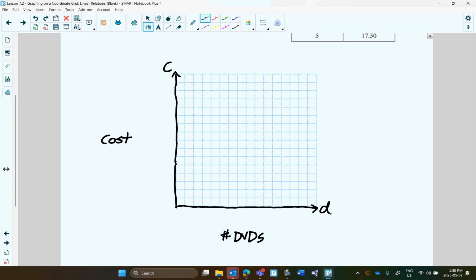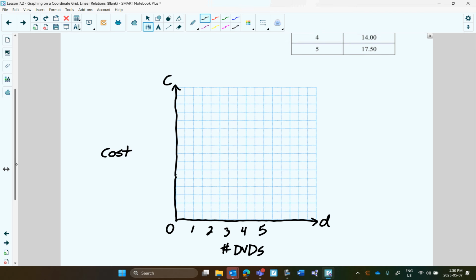How much do you want to go up by for the DVDs? 1? Yeah, I think that's good, because then they're pretty spread out. If we just did 1 to 5, it would be very squished. Remember, we have to start at 0 for both of them.